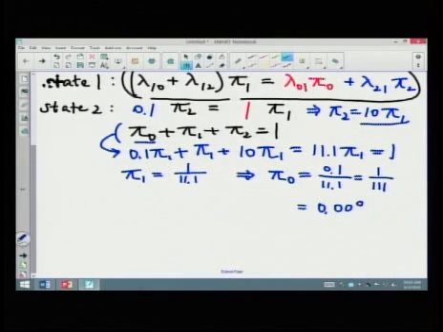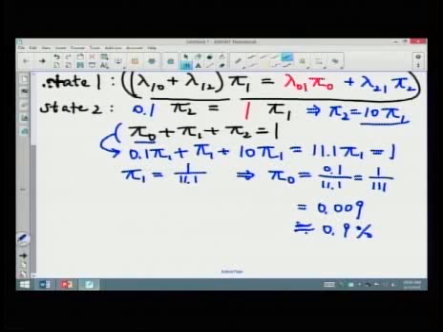0.009. Okay. So there is about 0.9%. Okay. So this is the answer for that question, right?